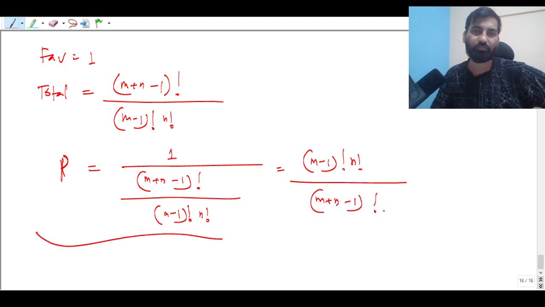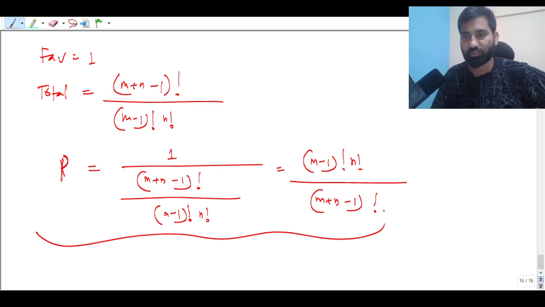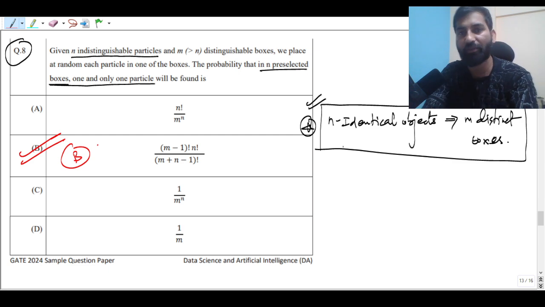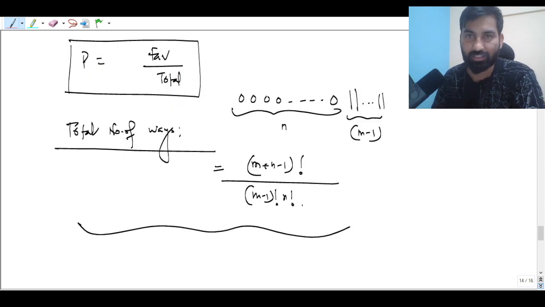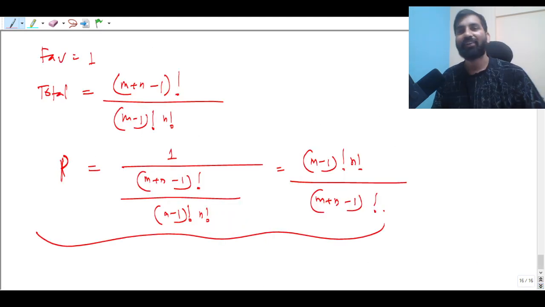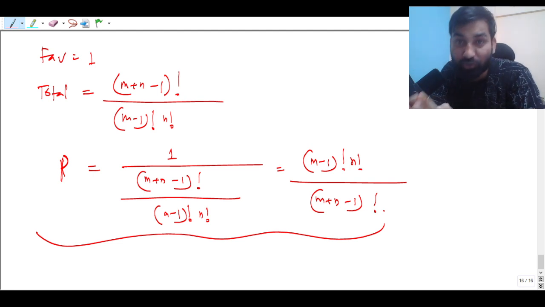So I think many of you might have got the answer. This was the solution. I think this is the answer for this question. B is the correct answer. Those who have attended my class will never face any sort of problem, and those who did not attend my class might face a kind of problem. I hope you enjoyed the solution.